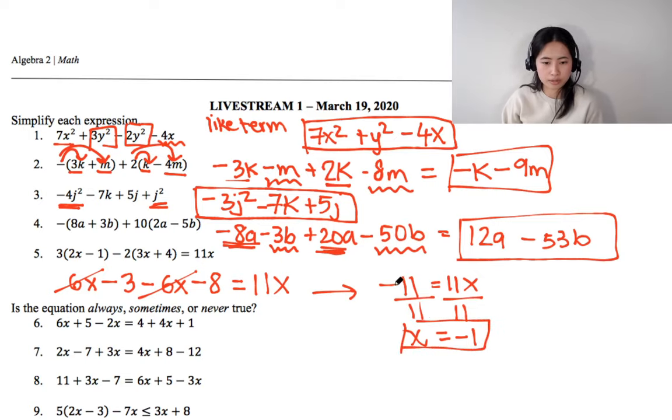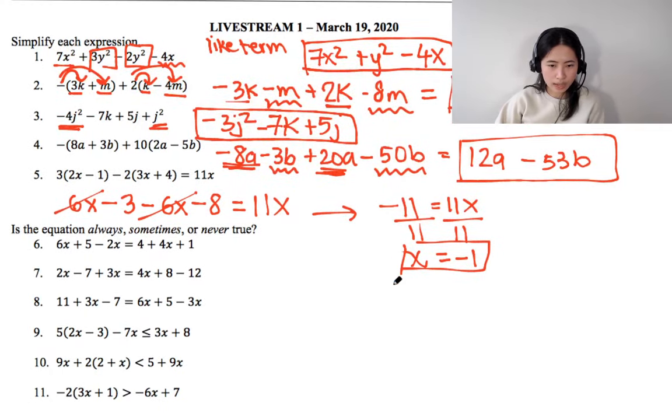Okay, so that's your final answer. So moving on to question 6 to 10. Here is an interesting way to ask this: is the equation always, sometimes, or never true?